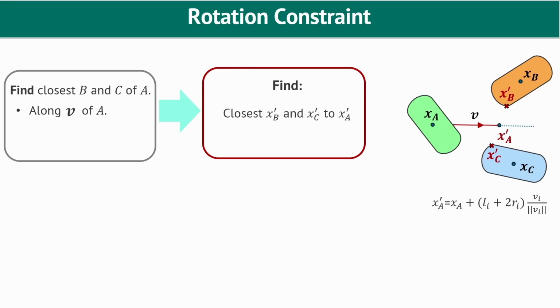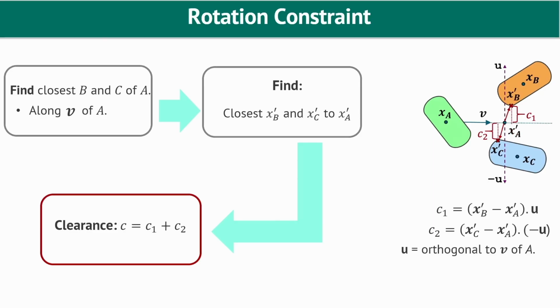Also, for capsule A, we compute a point x_a prime, which is a certain distance ahead of the current time step, to allow capsule A to rotate its body if necessary. Once we know these points x_c prime, x_b prime, and x_a prime, we can find the scalar amounts c1 and c2 to calculate the clearance c. This clearance indicates how much space is available for capsule A to pass through between B and C.